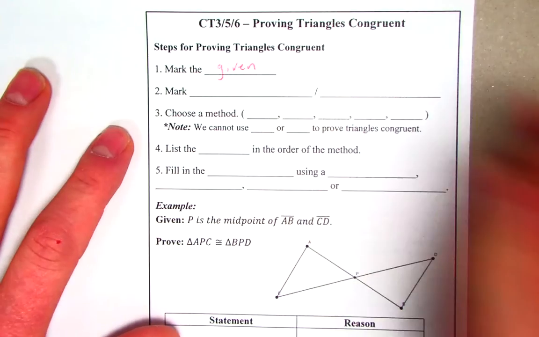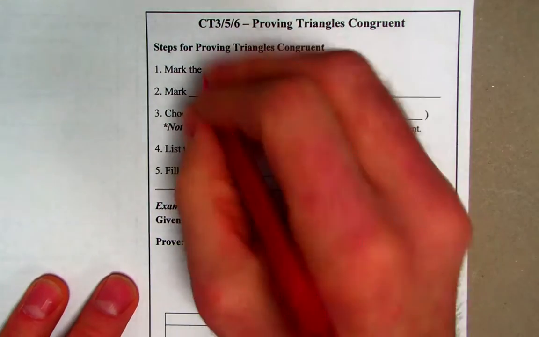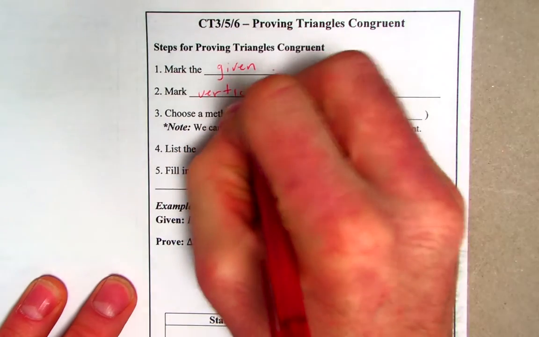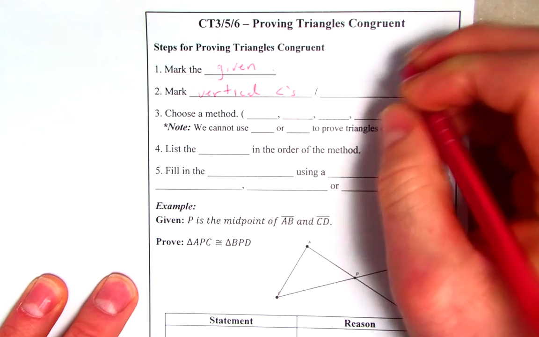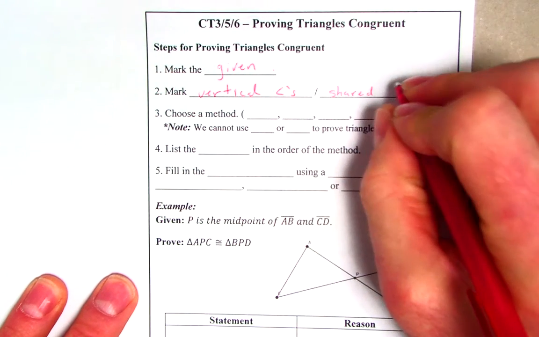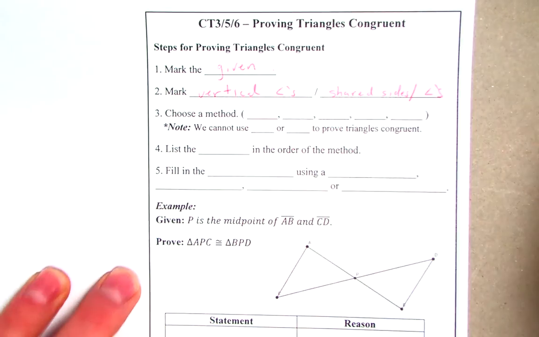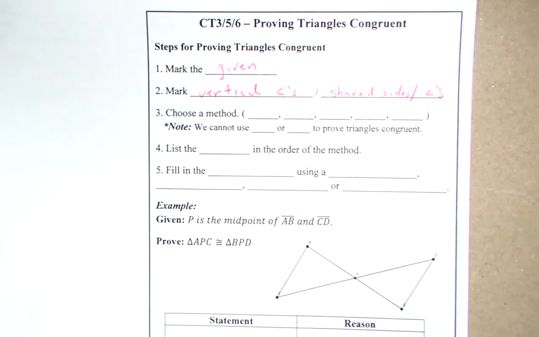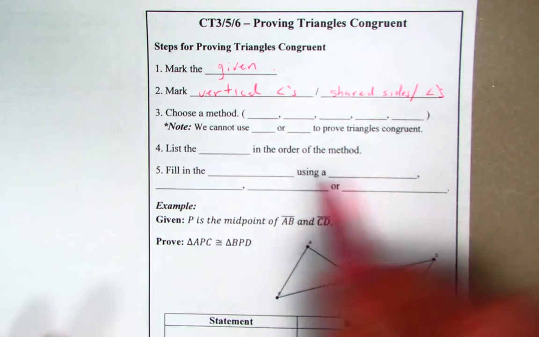All right, so label your diagram with everything that you know. And make sure to mark, because these are common, any vertical angles. And you're going to mark any shared sides or angles. Right, that's the reflexive part of things.